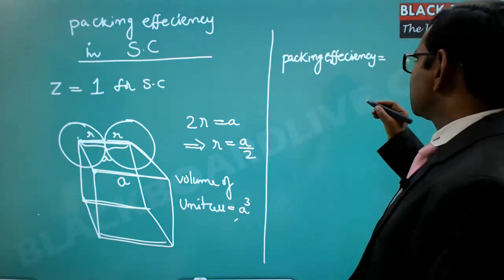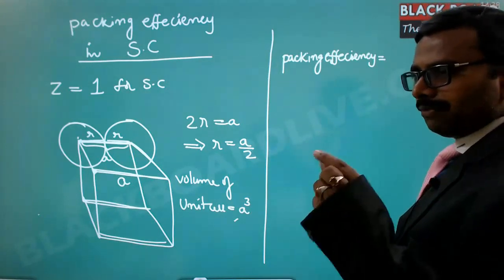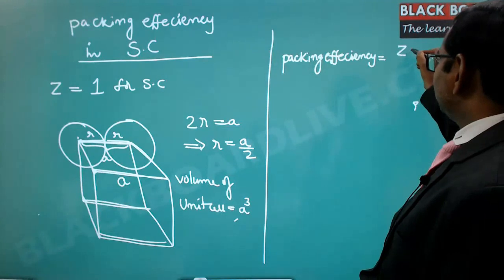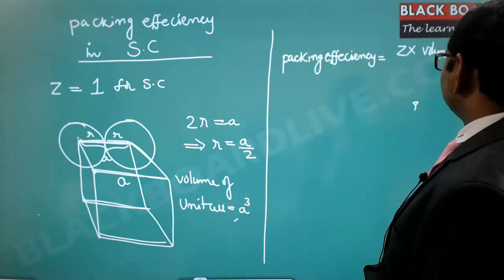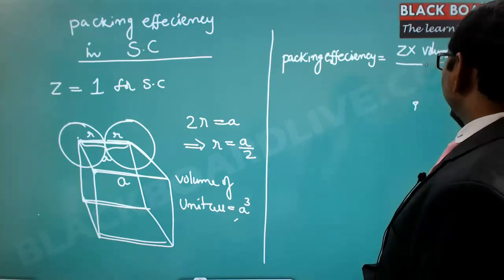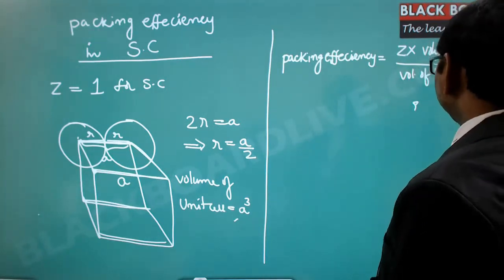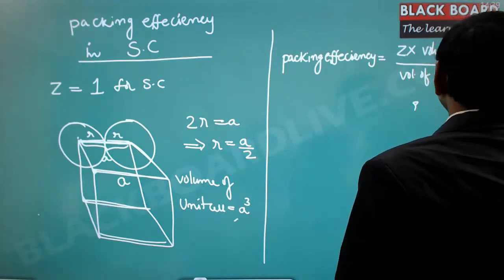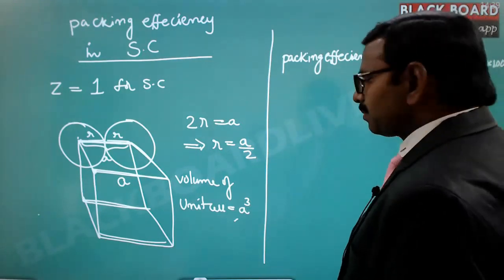So packing efficiency is equal to total volume of atoms, meaning number of atoms Z into volume of atom, by volume of unit cell, into 100. This is the packing efficiency.